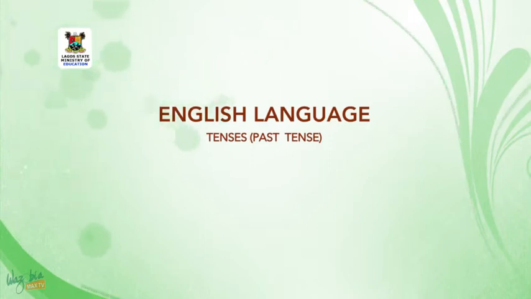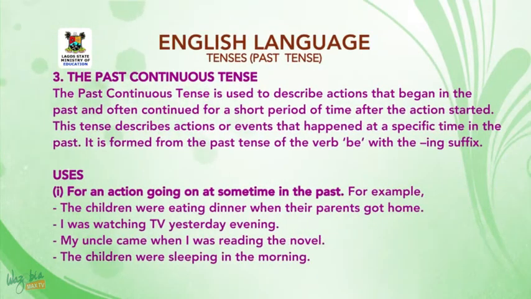The topic is the past tense. Now let us continue with the third type, which is called the past continuous tense. The past continuous tense is used to describe actions that began in the past and often continued for a short period of time after the action started.